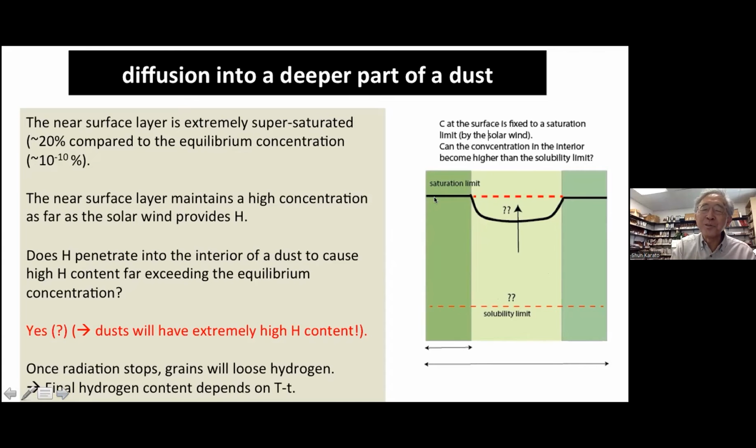And if diffusion occurs inside, the profile would be like this. Then the interesting question is, if diffusion is like that, then you would get inside of the grain where the concentration far exceeds the solubility limit. I think this should happen, but I'm not quite sure. So we are going to do some experiments to test this hypothesis. If indeed this is true, then you would have an enormous amount of hydrogen in the dust.